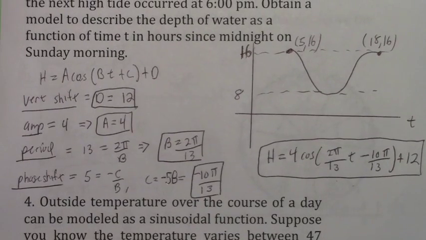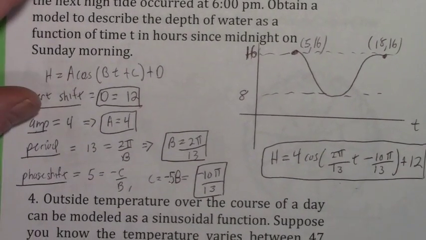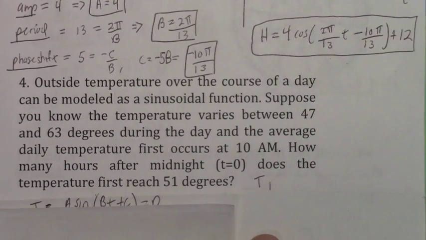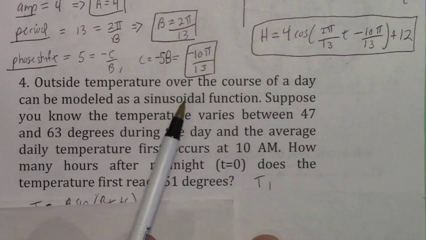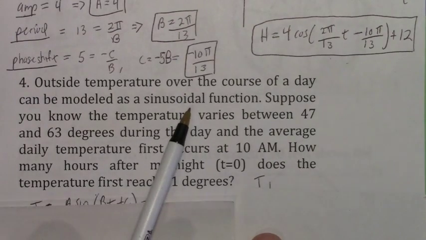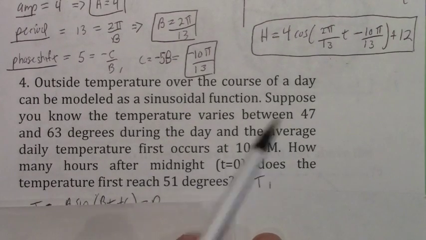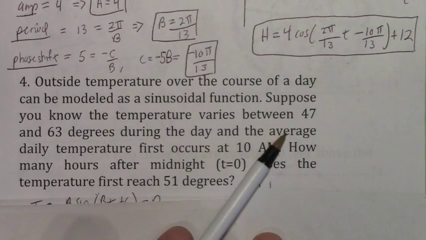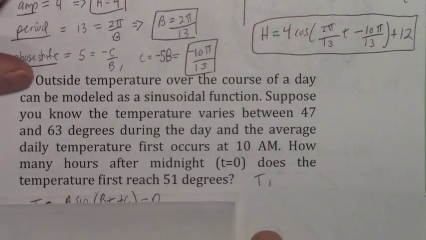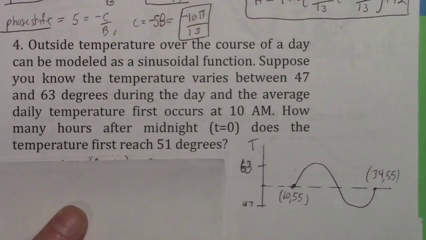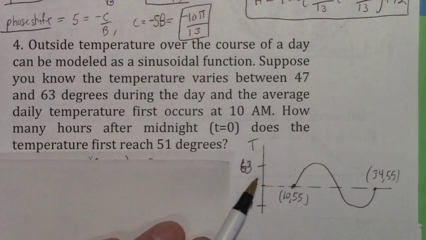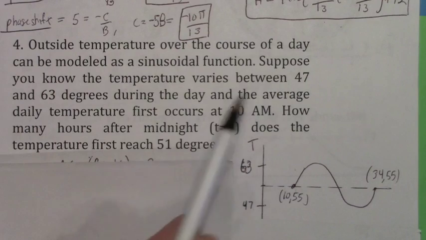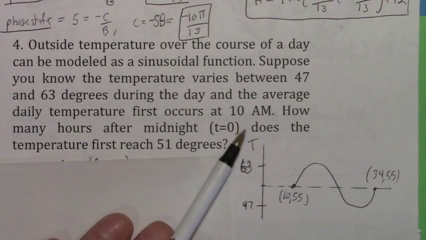Okay, let's do another one. Got time for a couple more here. This one, the outside temperature varies. It's sinusoidal. That tells you it's either a sine or cosine. The temperature varies from 47 to 63, and the average temperature first occurs at 10 a.m. Again, the secret is to just sketch the situation. They're telling you the average temperature, which would be 55. How did I find 55? Isn't it the midpoint between 47 and 63? That's how I got 55.